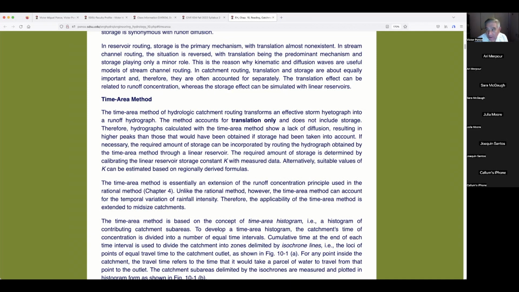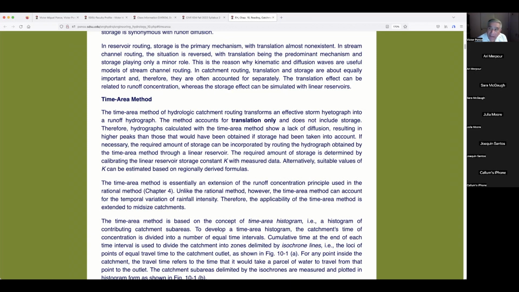If necessary, the required amount of storage can be incorporated by routing the hydrograph obtained by the time area method through a linear reservoir. So this is interesting. We're saying in here that you don't have to worry too much about it, because if you can put a linear reservoir at the end of the calculation and diffuse or store the hydrograph a little bit or a whole lot, depending on what you want to do, then you get the answer. Is it the right answer?